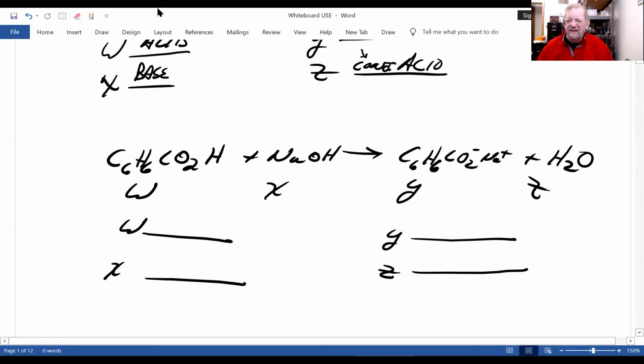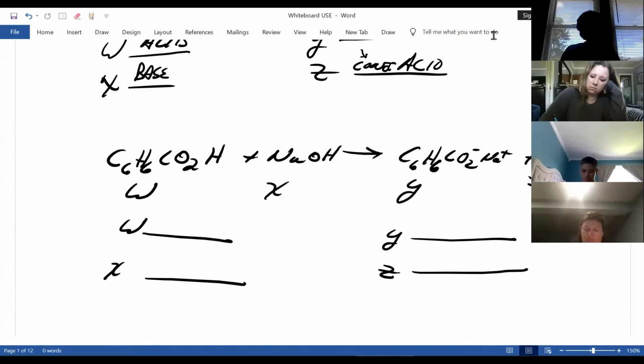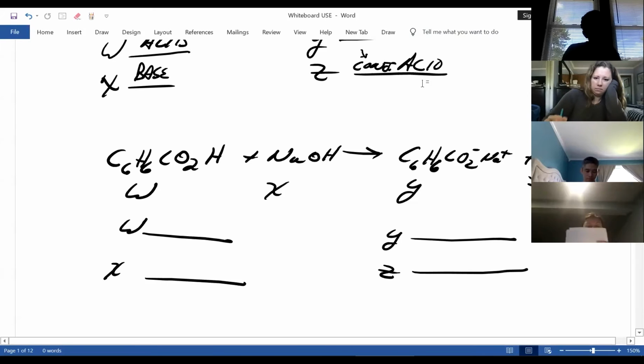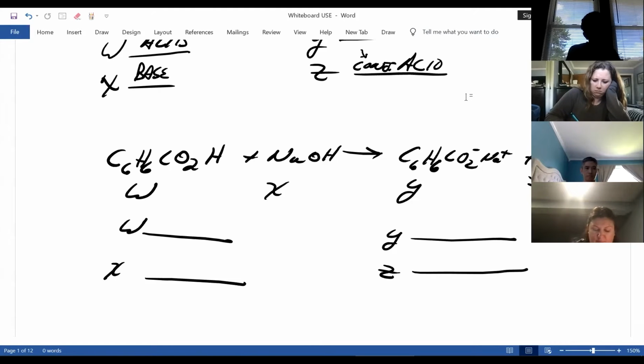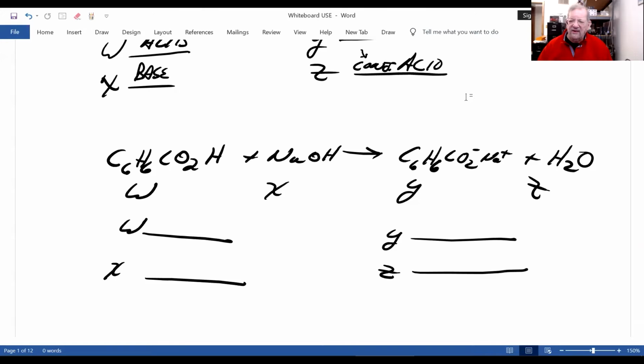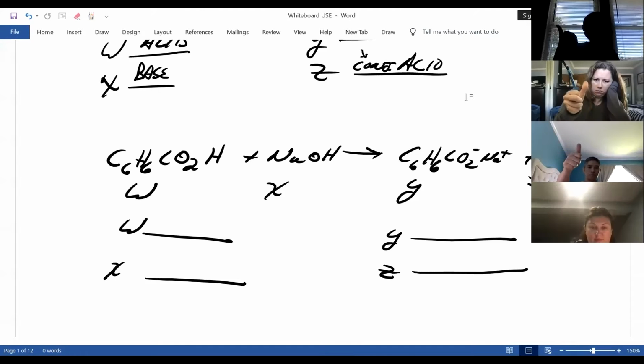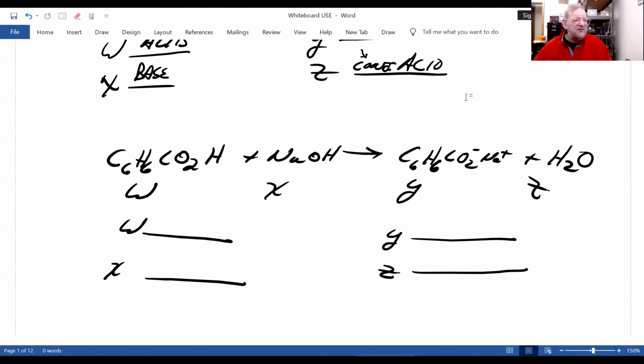All right. Can everybody see the chemical reaction C6H6? Actually, that should be an H5, excuse me, going with NaOH. Do you see that? Everybody, thumbs up, people. Do you see that on the screen? Thank you. Yes. All right. Let me just make a quick correction here, which won't change anything. And it's your turn. Label W, X, Y, and Z acid, base, conjugate acid, conjugate base.